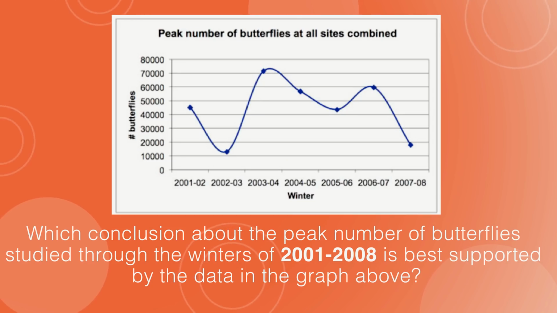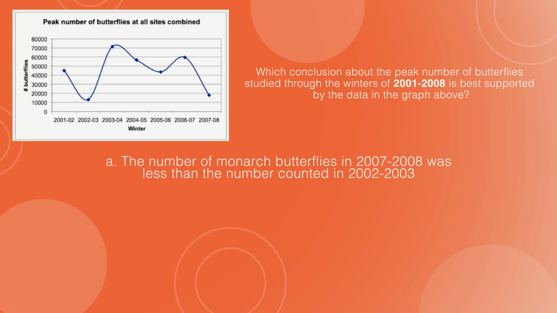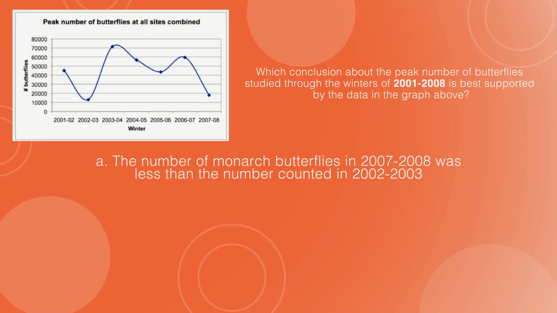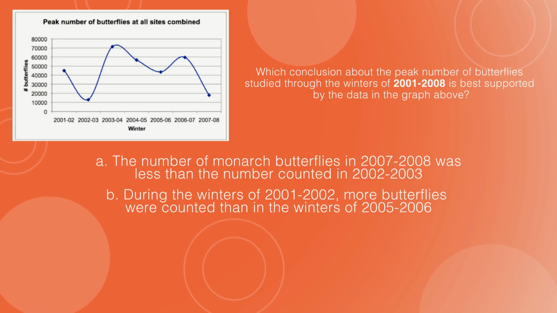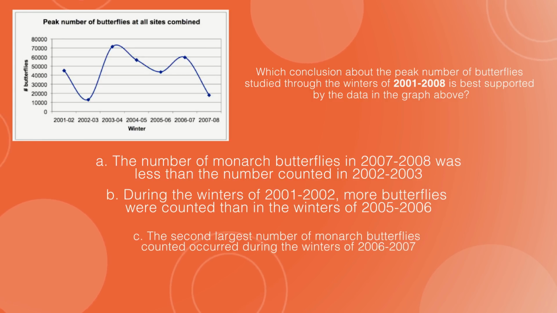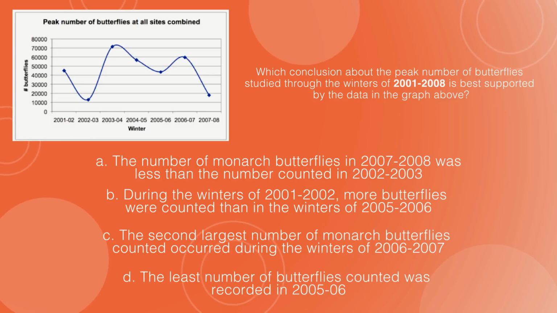Now, earlier we looked at how visual images might be on the reading test. We're going to take a look at an example with a visual and its question. Which conclusion about the peak number of butterflies studied through the winters of 2001 and 2008 is best supported by the data in the graph above? A: The number of monarch butterflies in 07 and 08 was less than the number counted in 02 and 03. B: During the winters of 01 and 02, more butterflies were counted than in the winters of 05, 06. C: The second largest number of monarch butterflies counted occurred during the winters of 06 and 07. D: The least number of butterflies counted was recorded in 05, 06.